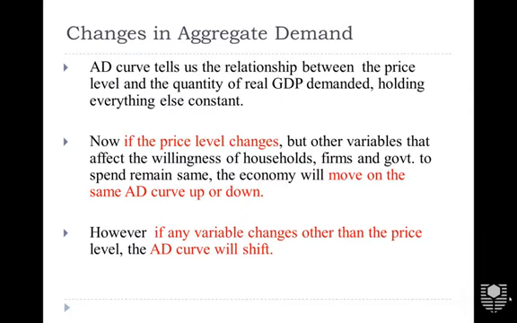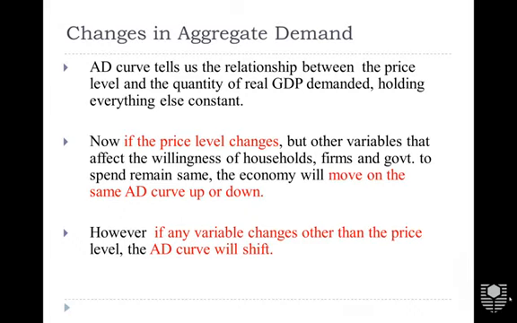Okay, so now remember the changes in the quantity demanded versus change in demand. So aggregate demand tells you the relationship between price level and quantity of real GDP demanded. So if the price level changes, but other variables that affect the willingness of households or firms or government to spend money remain the same, then the economy will move on the same aggregate demand curve, up or down.